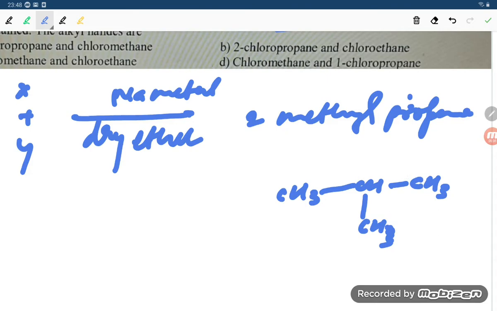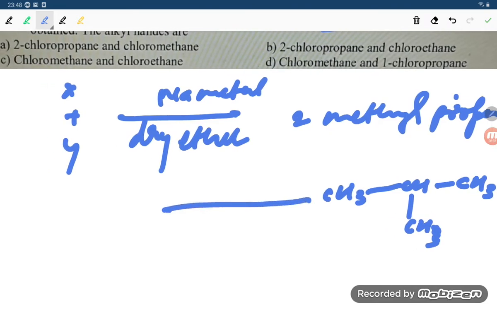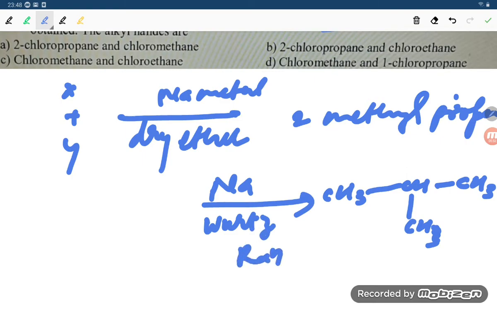This is 2-methylpropane. How can you get this, student? When you are treating it with sodium metal, it is the Wurtz reaction, student. This is the Wurtz reaction.